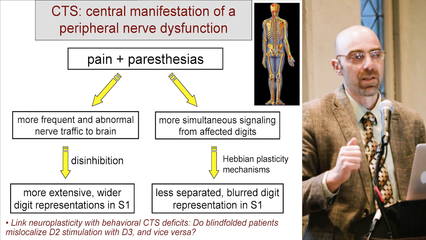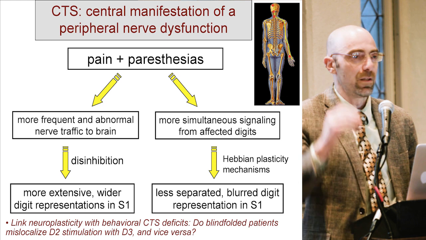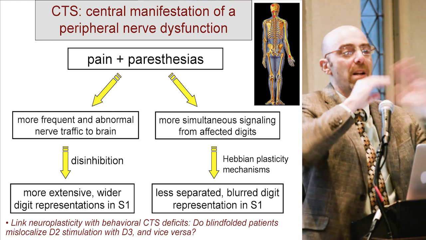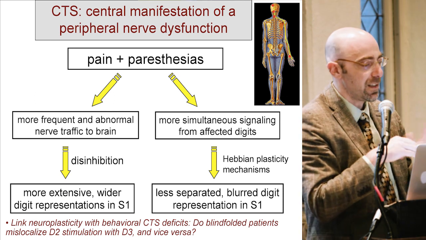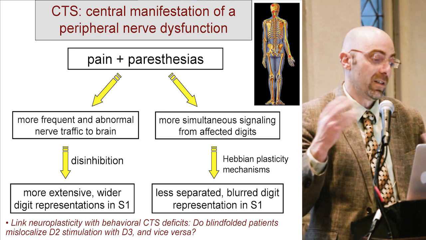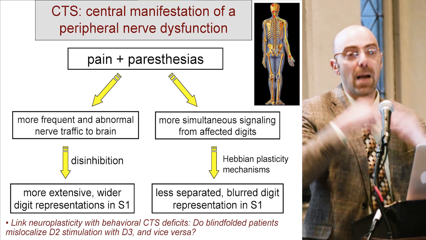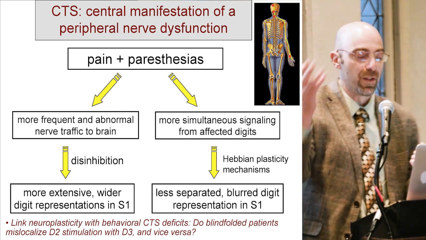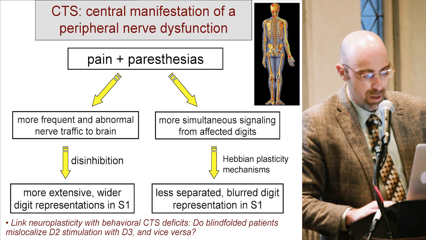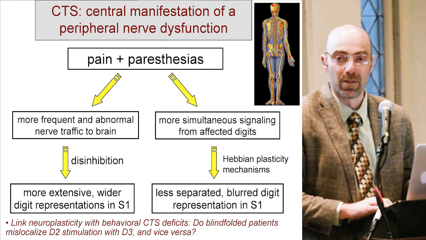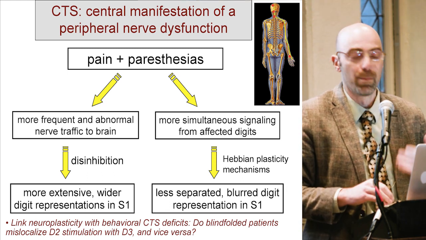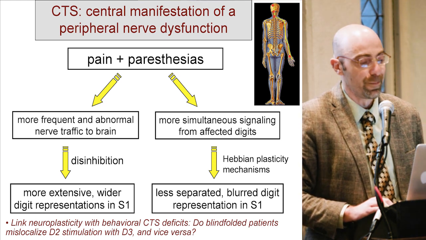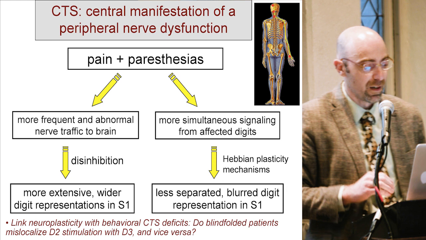And what happens with paresthesias is that they're diffuse. They're not just one finger one minute, another finger another minute. They're diffuse. You feel them spread out over multiple fingers. And it's this simultaneity, so this is our contention, that the simultaneity in signaling and this lack of separation temporally between different signals, that's what leads, through something called Hebbian plasticity mechanisms, to less separated and more blurred digit representations, or finger representations, in S1. So that's what we think is happening here.